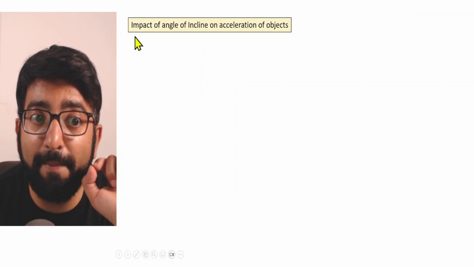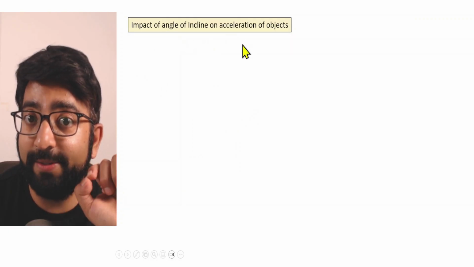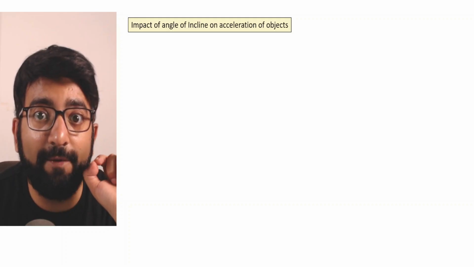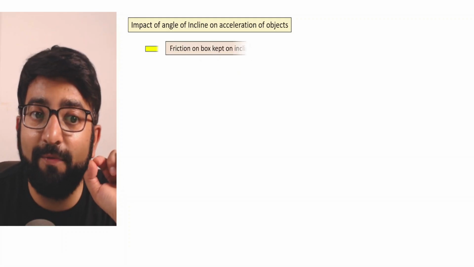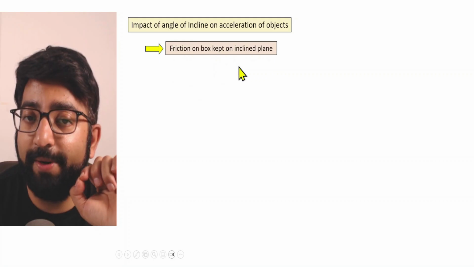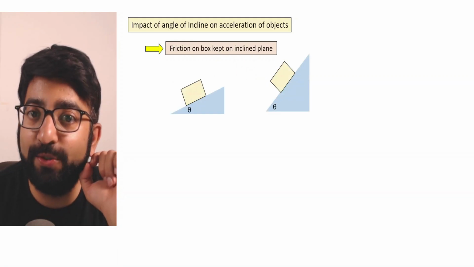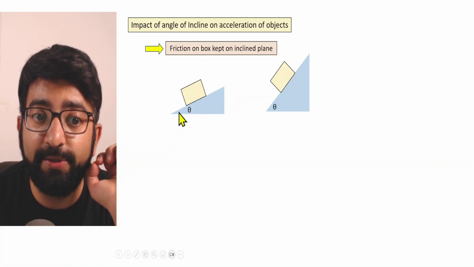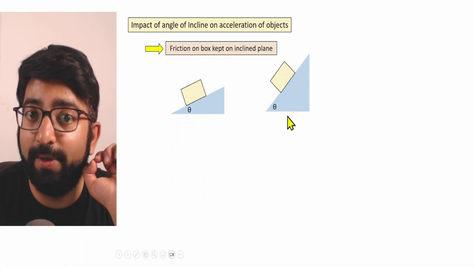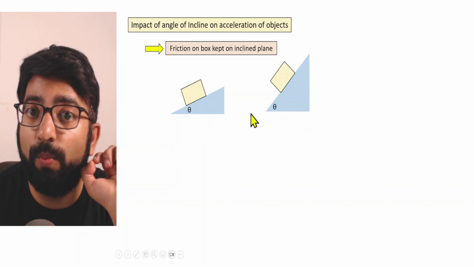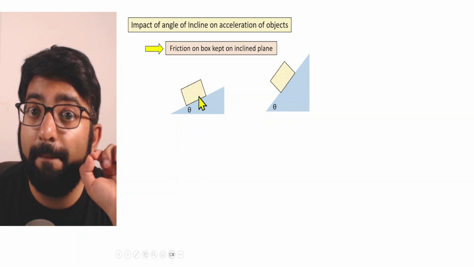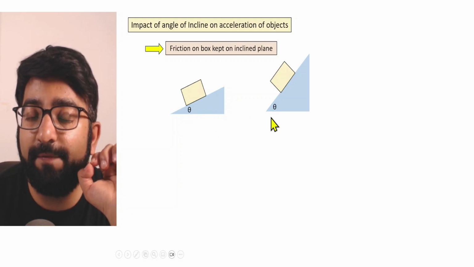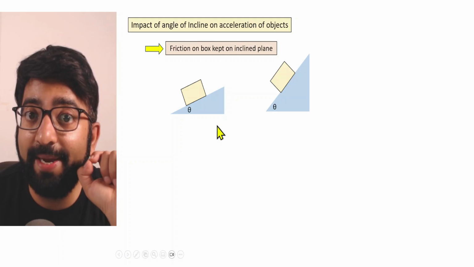The next topic is impact of angle of incline on the acceleration of the objects. In the forces chapter, when we were learning about friction, we have partially done this. And that topic was friction on a box kept on an inclined plane. So have a look at these two diagrams. We have an inclined plane having different angles of inclinations. This is a smaller theta. This is a bigger theta. And the question is, what will be the magnitude of friction acting on the blocks in situations where theta is different? We are going to understand all of this in detail.